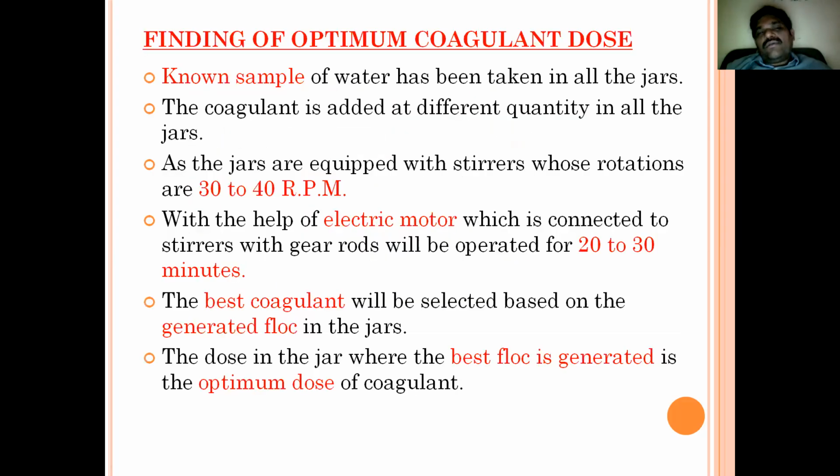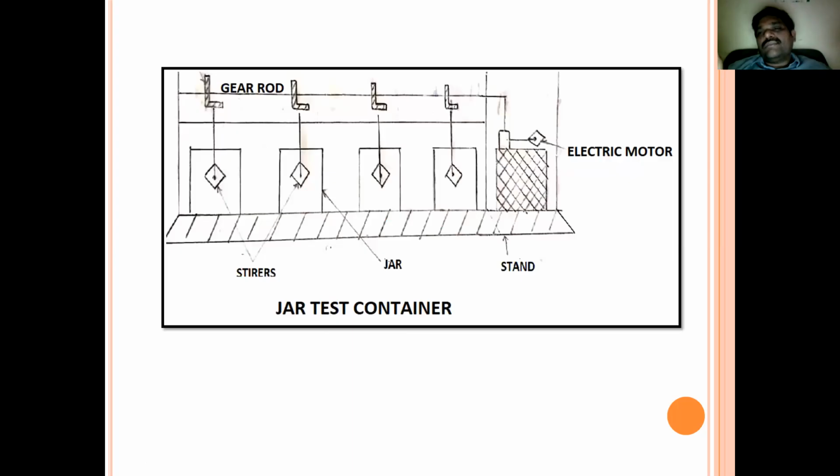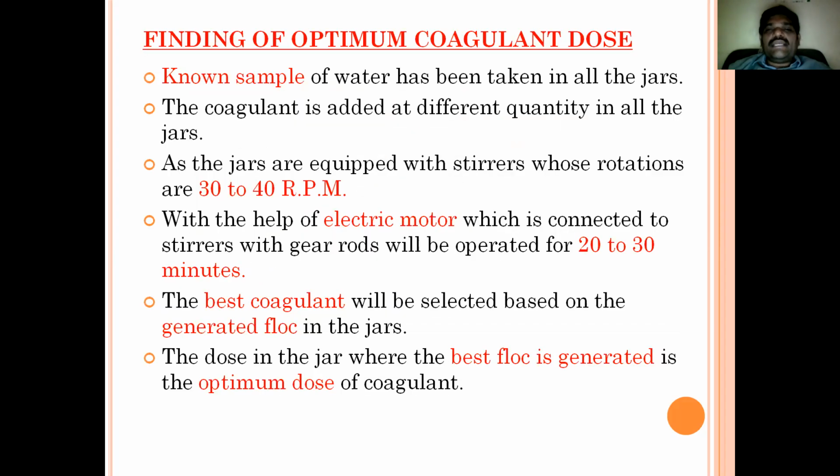Understand the topic? A known sample of water has been taken in all the jars. The coagulant is added in different quantities in all the jars. The quantity at which we got good floc will be treated as the optimum dosage.